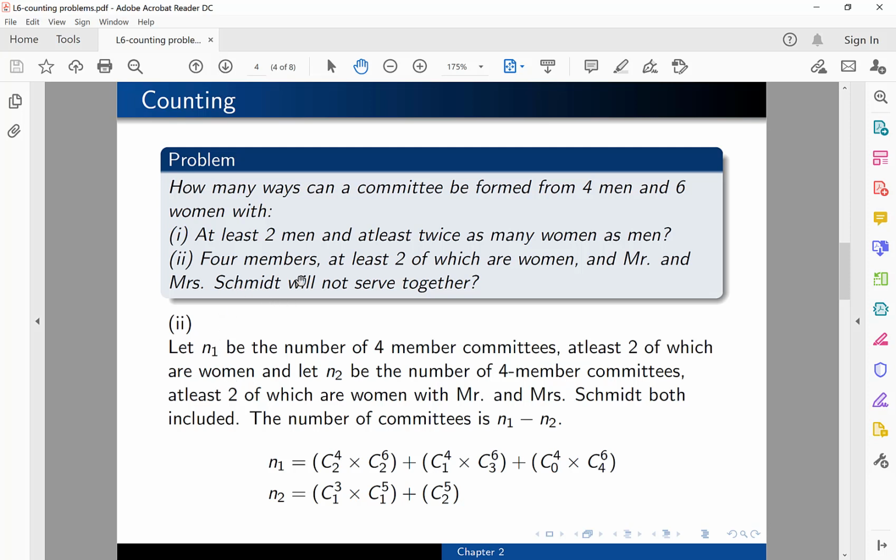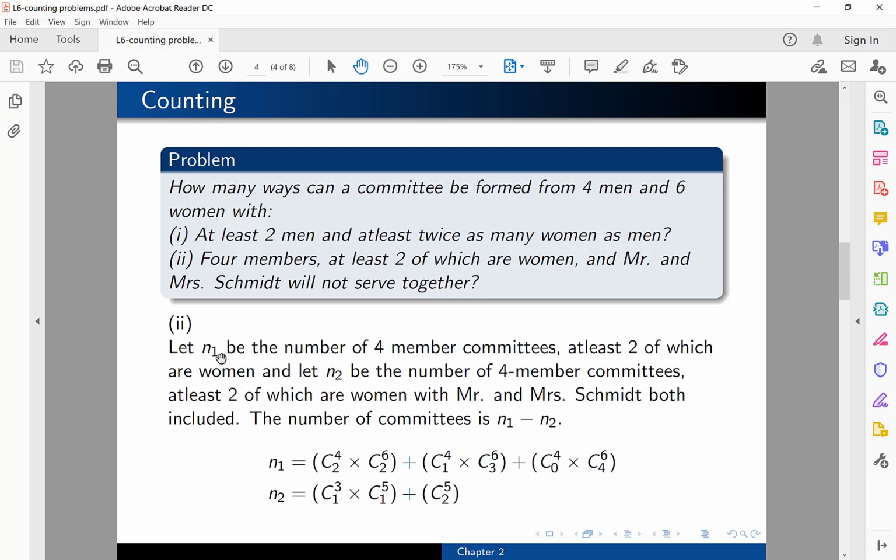So N1 is basically all of these 4-member committees, at least 2 of which are women. So we don't care about Mr. and Mrs. Schmidt, okay? And then N2 is the number of 4-member committees which contain at least 2 women and in which Mr. and Mrs. Schmidt do serve together, okay? So basically, the solution that we're looking for will then be N1 minus N2, okay? So N1 minus N2 is the solution.